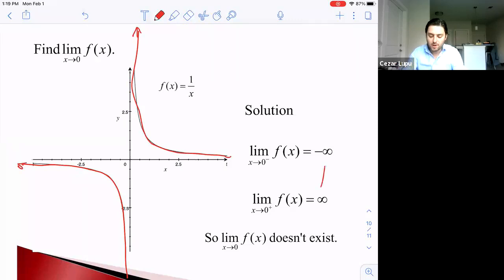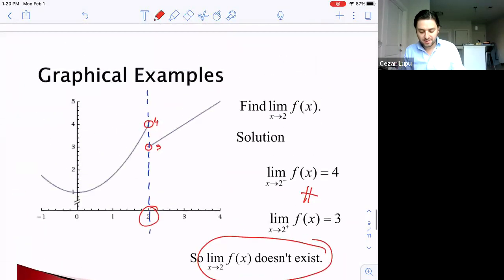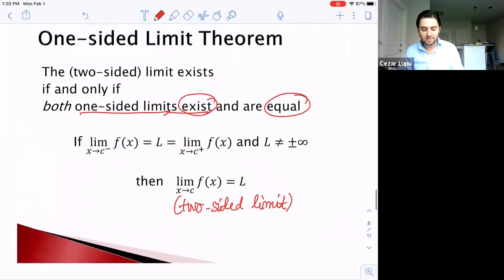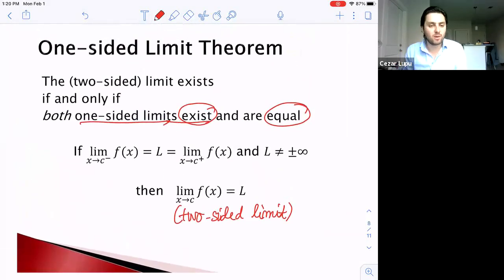Of course, both limits exist, but these are not equal. So both one-sided limits exist, as you can see: one of them is negative infinity, the other one is positive infinity, but they're not equal. So the limit does not exist. Again, I'll go back and look at the definition, what it says. Look at the one-sided limit theorem.